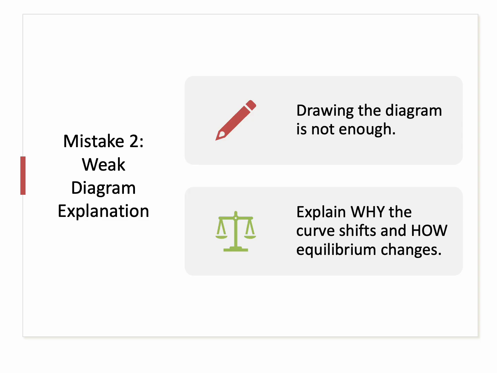The second mistake is weak diagram explanation. Many students draw the correct diagram but fail to explain it clearly in words. Drawing the diagram alone does not earn many marks. You must explain why the curve shifts and how the new equilibrium is reached. Your explanation should describe the cause of the shift, the change in price and quantity, and the resulting market outcome. The diagram supports your explanation, but it cannot replace it.